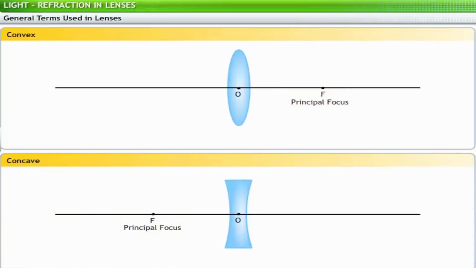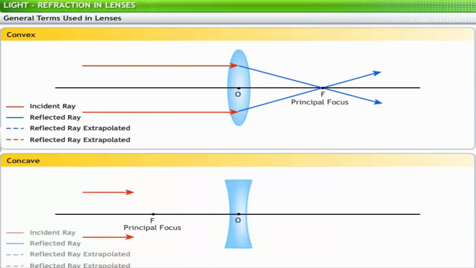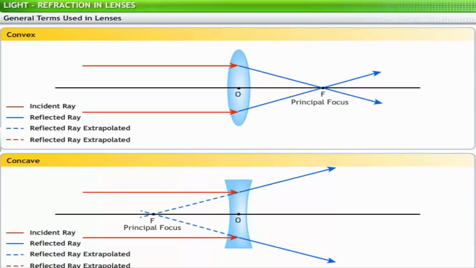Principal focus. Principal focus is a point on the axis of a lens. This is the point where a beam of light parallel to the principal axis, after getting refracted, meets in a convex lens or appears to meet when produced backwards in a concave lens. Principal foci occur on both sides of lenses. Principal focus is also known as the focal point.